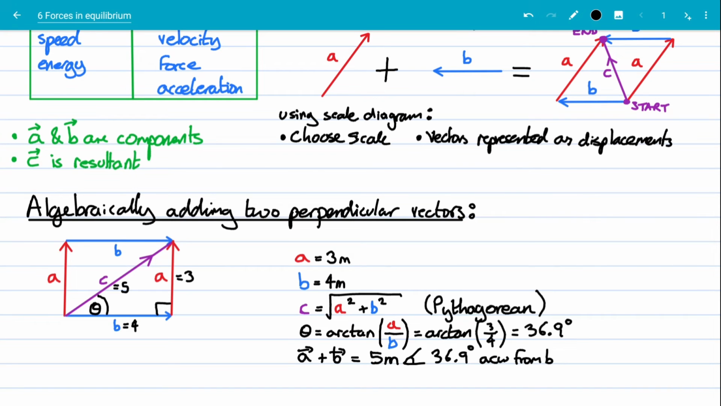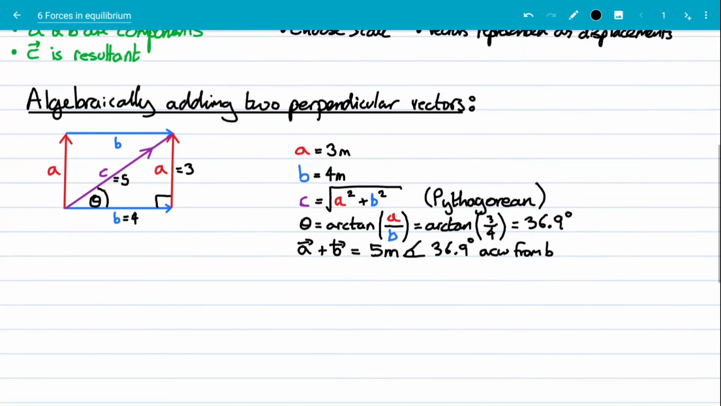Now, I didn't have to use a scale diagram for that. I did a quick sketch of the diagram so that I could visualize what the resultant was. But what I didn't do is, and it's a vector, so I'll put an arrow over the top, draw a scale diagram, figure out what the scale is, measure it to scale, and so on and so on. I just used Pythagorean theorem to add these two vectors together. And that's very, very useful.